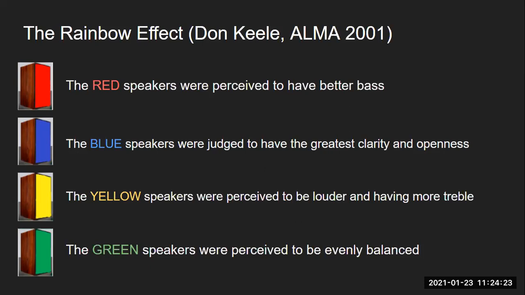And typically they saw that red speakers were perceived to have better bass. Blue speakers had more clarity and openness. Yellow speakers were perceived to be louder and have more treble. And then green were the more balanced sounding ones to people. So even just the color of the speaker can influence the way that you think something sounds. So it's something to think about.